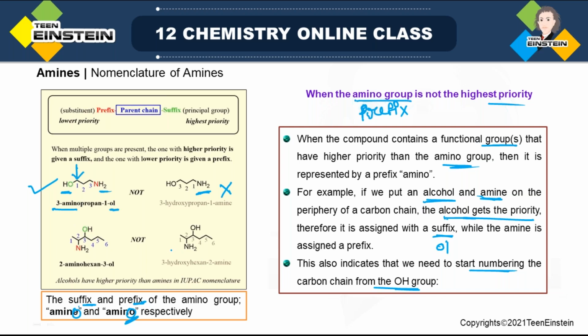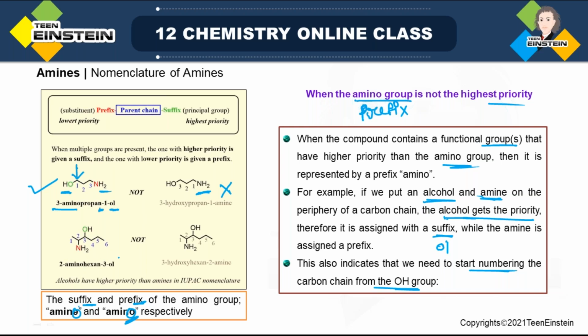3-amino propan, but the E will be omitted. Simply remember propane, P-A-N-E, but the E will be omitted, and then 1-ol. Here also, if you do not write 1, that is if you write 3-amino propanol, it is also okay because you can draw the structure. Fine. Now come to the second one, OH and NH2.